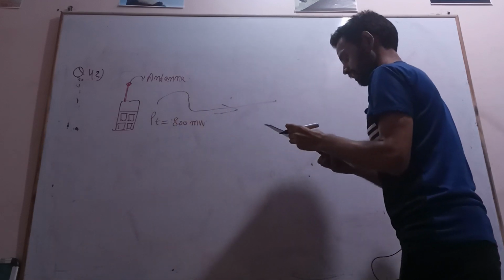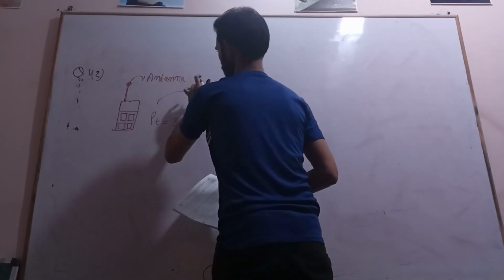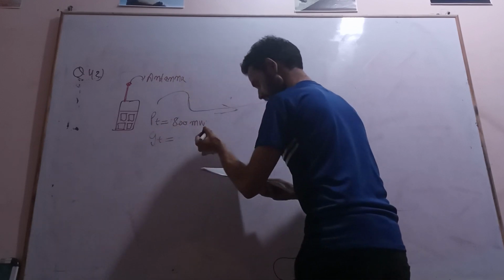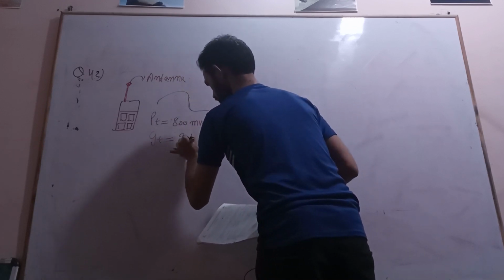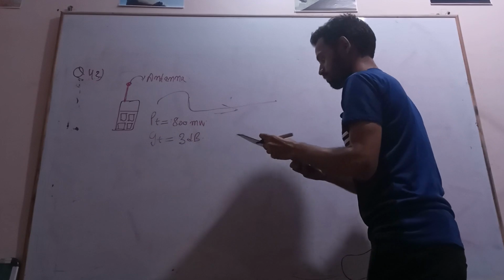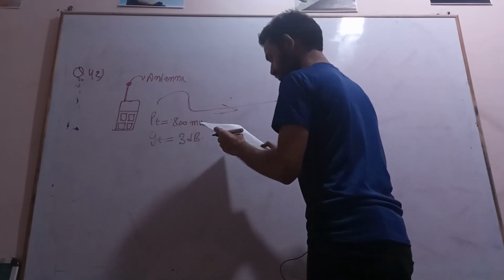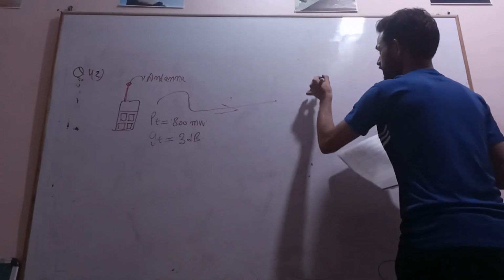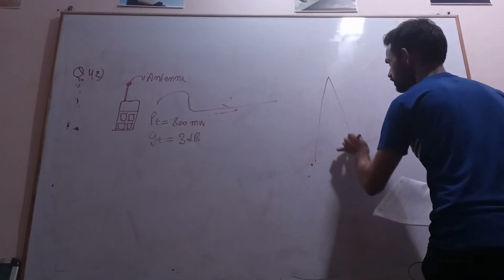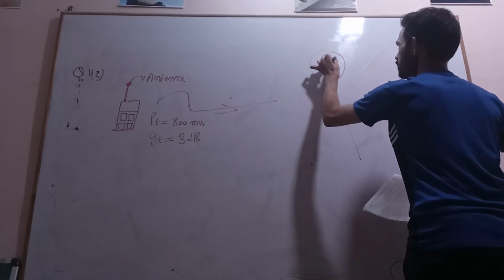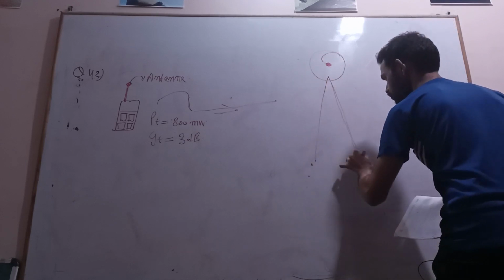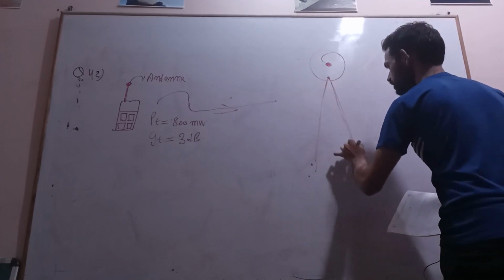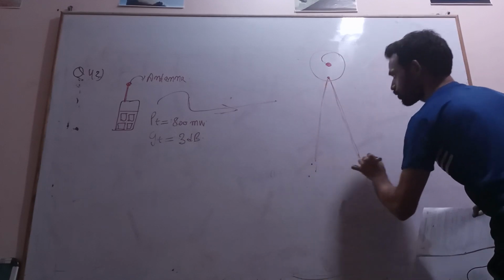With the antenna gain, how much antenna gain is there? The transmitting gain of the antenna is given as 3 dB. Then there is the cell tower. So this is my cell tower, which you can also call the base station. The technical name you know very well.